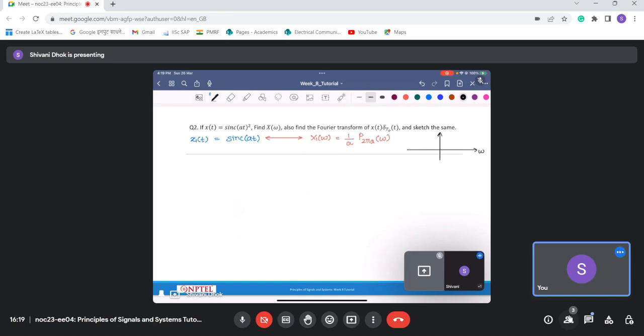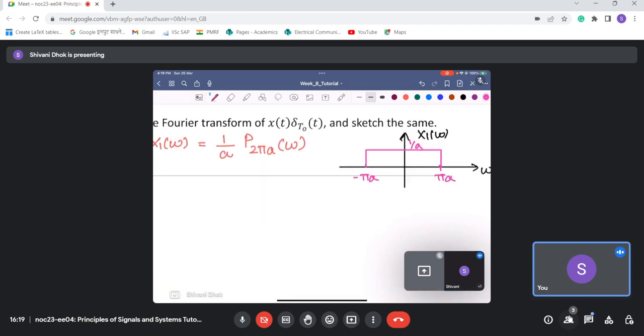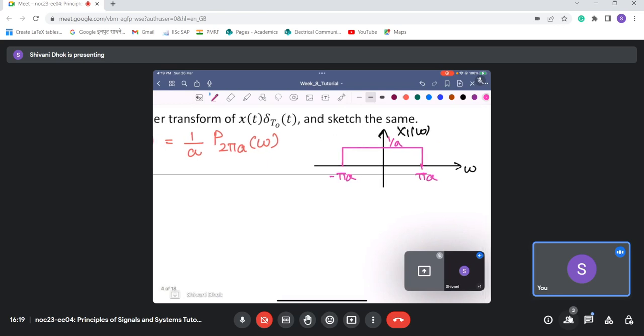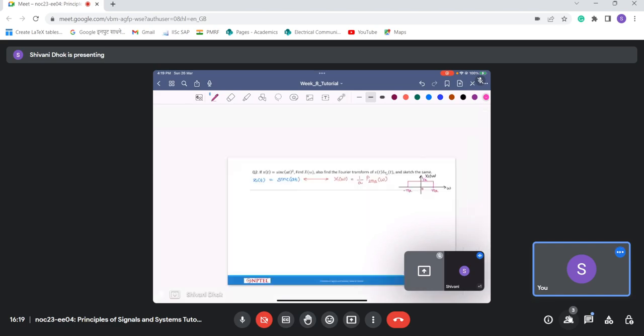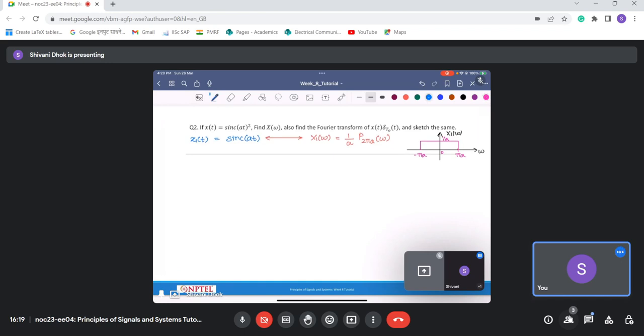This is x1 of omega, and this is minus pi a. This is pi a, and this looks something like this. The height of this is 1 by a. So this looks something like this: a pulse of width 2 pi a centered at 0 with height 1 by a. This we had seen in the example which is covered in lecture.